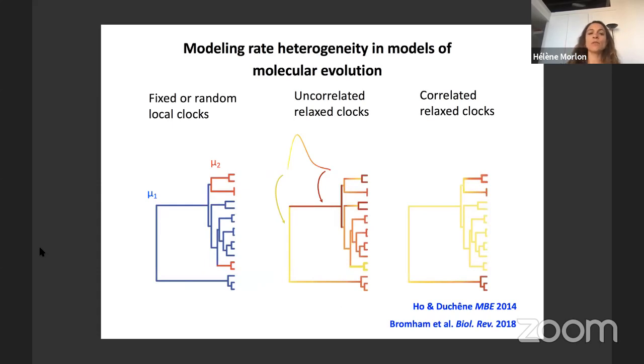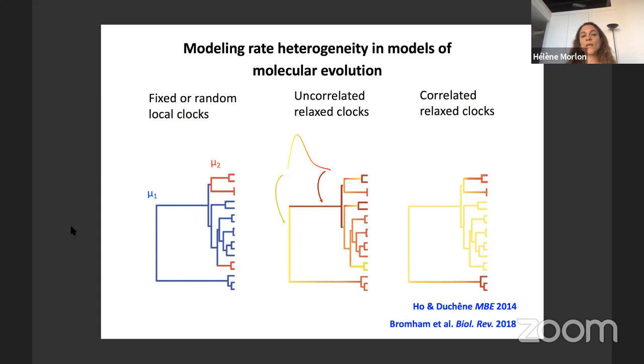The way that this has been done, and this has been done a lot in models of molecular evolution, is basically to relax the molecular clock, right? So in models of molecular evolution, when we have a constant rate, it's a constant clock model, and there has been a lot of effort to relax this hypothesis in different ways. So either we consider fixed or random local clocks, where in localized portions of a phylogeny we are going to have a constant rate, but this rate can shift from one background rate to a faster rate, for example.